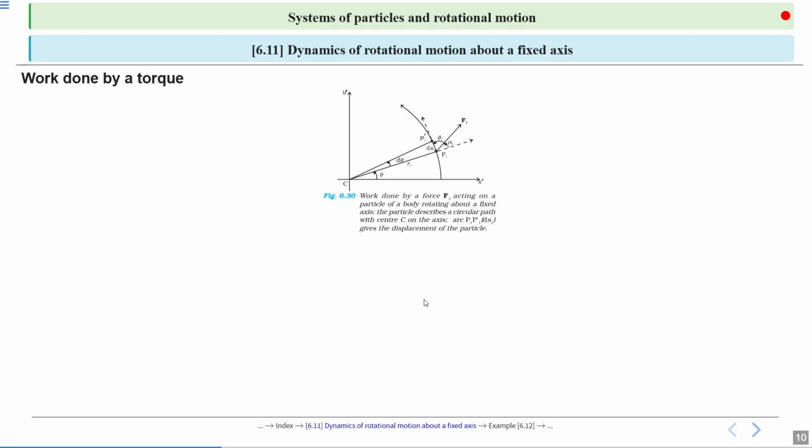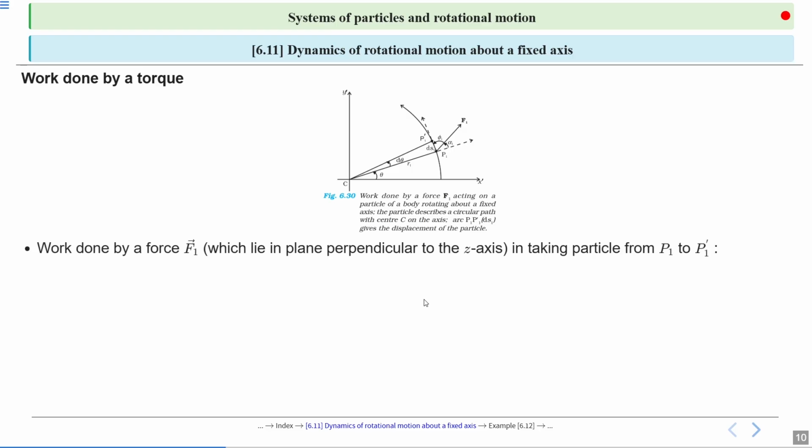So now, the angle work done by force F1, this one, which lies in the plane perpendicular to the z axis in taking the particle from P1 to P1 prime. The angle is phi 1, and with the applied force the angle is alpha 1.